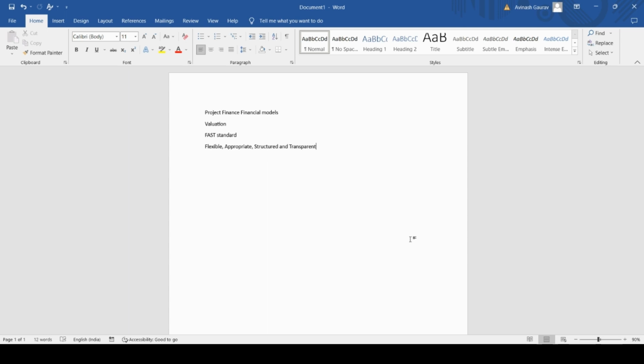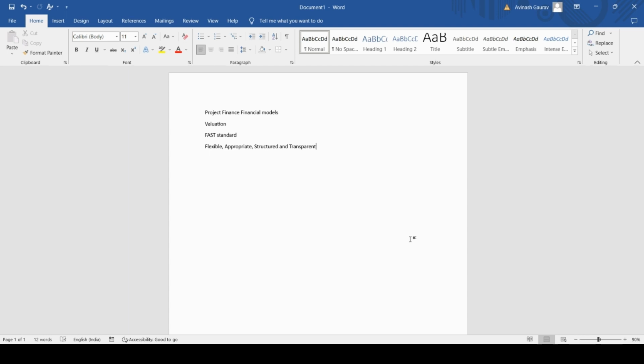Then next we have appropriate. Now what does appropriate mean? Appropriate means that whenever you are building a model for any particular business segment or any particular sector, then all the revenue drivers and cost drivers should be included in the model, right? So you should always check whether you are including all the revenue drivers and all the cost drivers in the model or not, right?